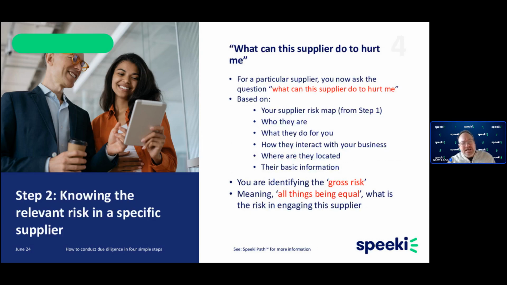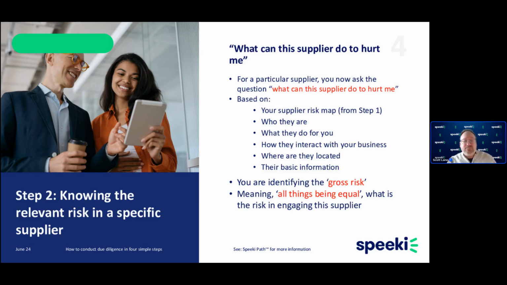Now, as you move from the top and you start coming down, you'll start to say, well, what about knowing the relevant risk in a particular supplier? So now I have this vision of what types of suppliers might be a concern, but how do I know what this supplier can do based on this supplier's information? Well, that's the next layer down.